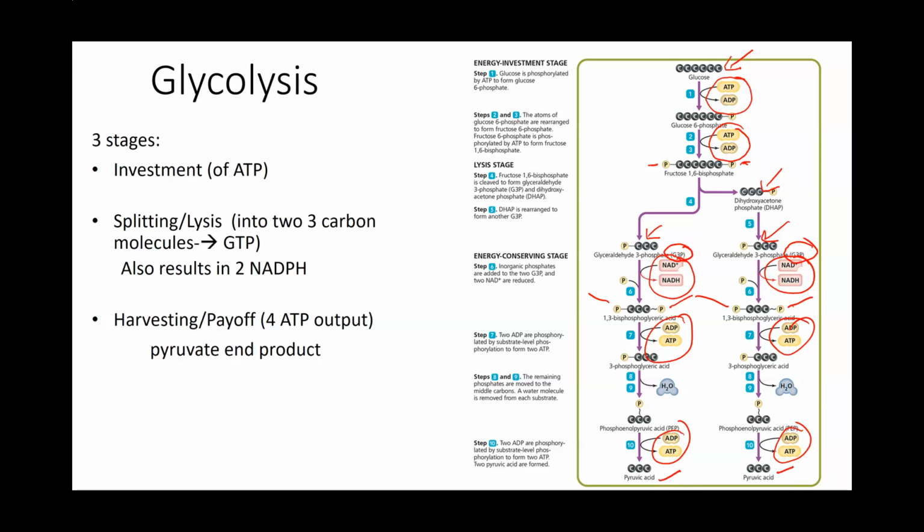This means that the cell will be ahead or will have gained 2 ATP molecules per glucose since we initially invested 2. The 3-carbon molecules left at the end of these reactions is called pyruvate. There will be 2 pyruvates made per glucose. Remember, all of the molecular conversions and transfers occur because of enzymes.